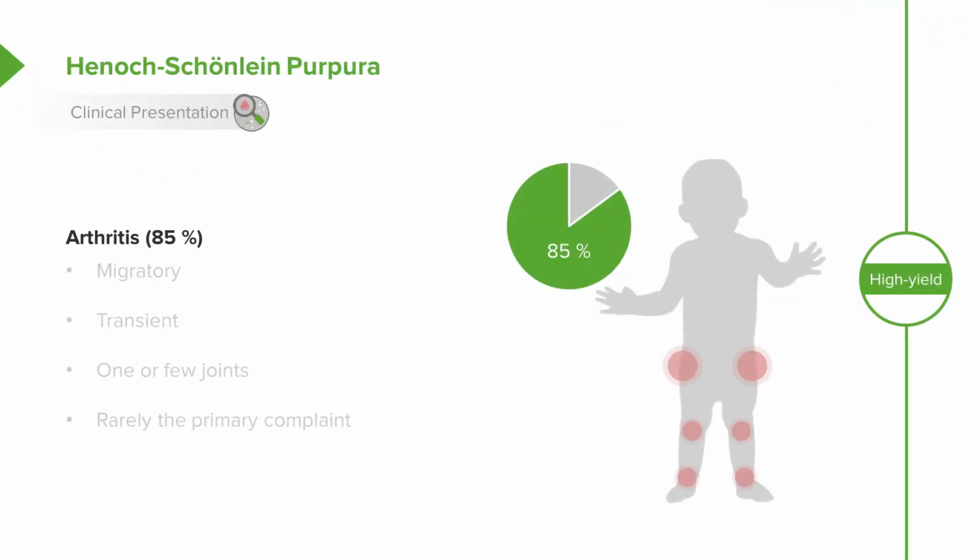Arthritis is common in these children, and it happens in about 85% of patients. It's usually migratory and transient, and may involve one or just a few joints. It's rarely the primary complaint, but it can hurt, and we can help that arthritis pain.